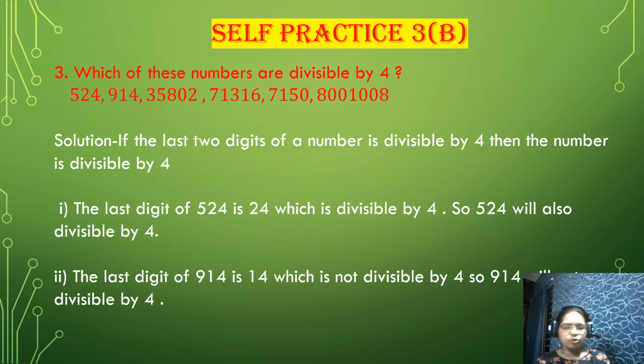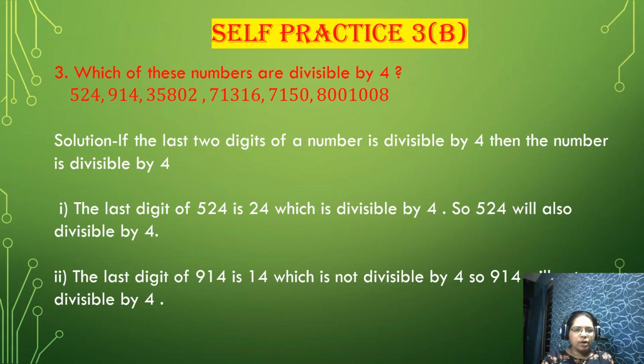Now we'll solve question number 3. Question number 3: which of these numbers are divisible by 4? The numbers given are 524, 914, 35,802, 71,316, 7,150 and 80 lakhs 1,008.